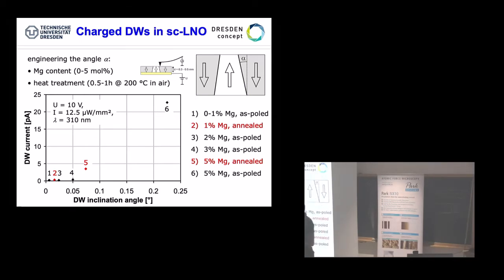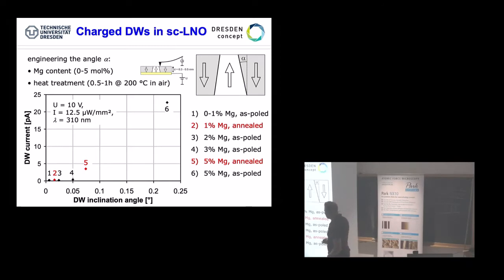So any defect, whether this is magnesium or whatever, can pin a wall, naturally. And if it is an extended defect like a domain wall is, then that magnesium content, that defect, is really pinning the wall so that it will stay inclined.